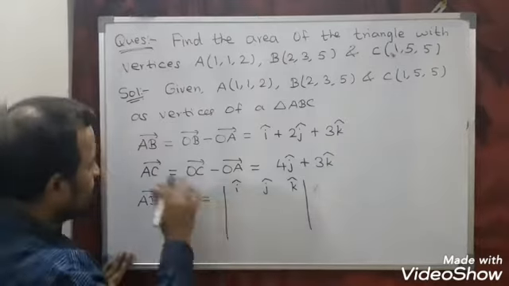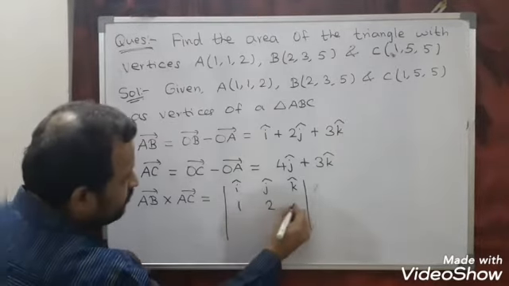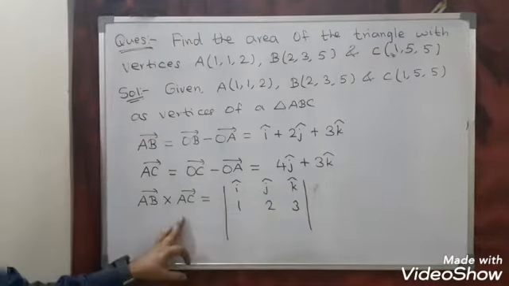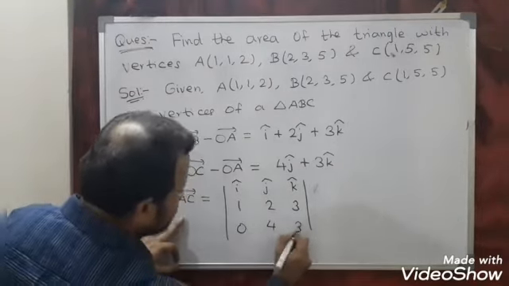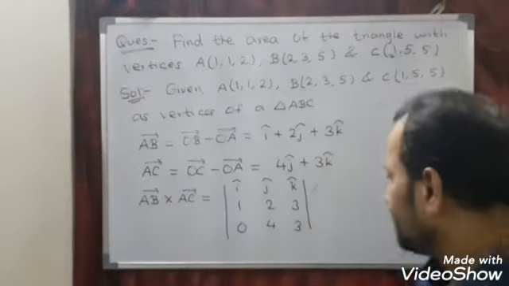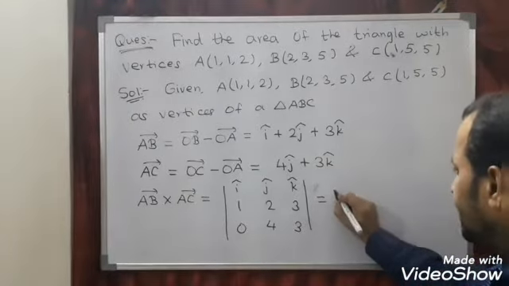What is AB vector? AB vector is nothing but 1, 2, 3. AC vector is nothing but 0, 4, and here I can say 3. Now solve this determinant. So we can say this as I vector.